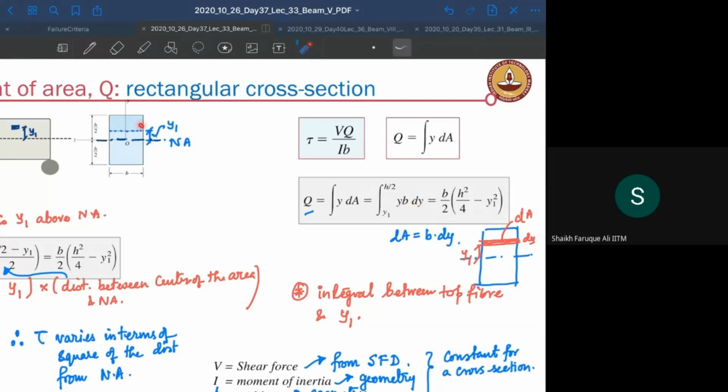dy is a small elemental width, which you take here. This is the area. Now if you integrate that, you get b by 2 times (h squared by 4 minus y1 squared). So you see this varies with respect to y1 squared. This is what I have shown: a small elemental width dy, and b is the width here, so the elemental area is b into dy. That's what is replaced here. If you do the integration, you get this.